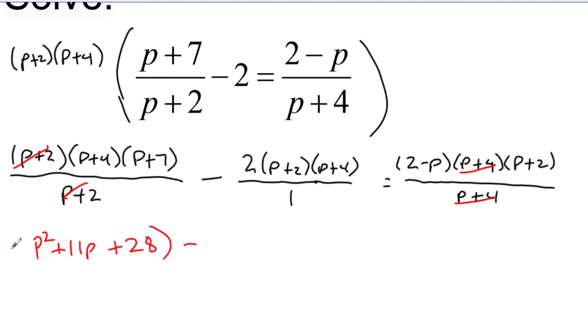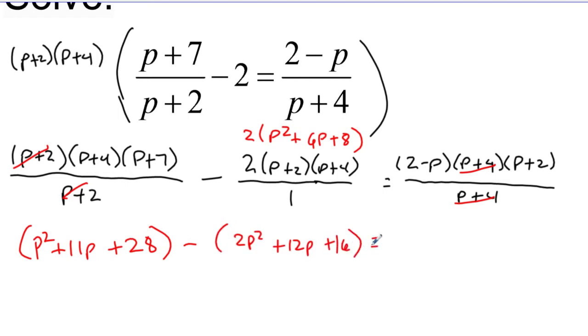Minus, and I'm going to put this in parentheses because we're going to do a subtraction problem. If I do this, this is p squared plus 6p plus 8, which I can then multiply the 2 into. So if you want to see the middle step, this is 2 times p squared plus 6p plus 8. And then I'm going to distribute the 2 into that. So this turns into 2p squared plus 12p plus 16.